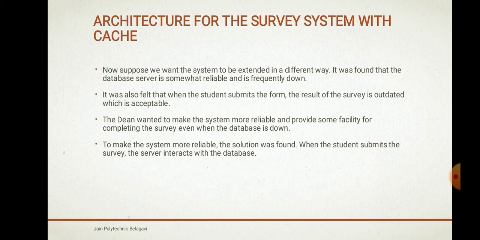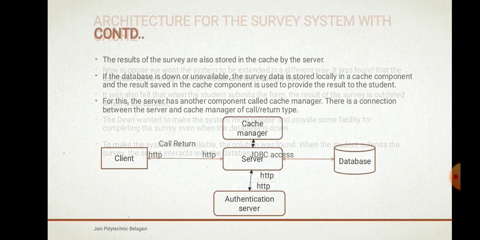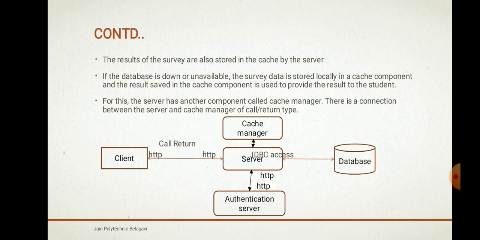To make the system more reliable, a solution was found. The solution is: when the student submits the survey, the server interacts with the database. As you can see in the diagram, the result of the survey is stored in the cache by the server. If the database is down or unavailable, the survey data is stored locally in the cache component, and the result saved in the cache component is used to provide the result to the student.